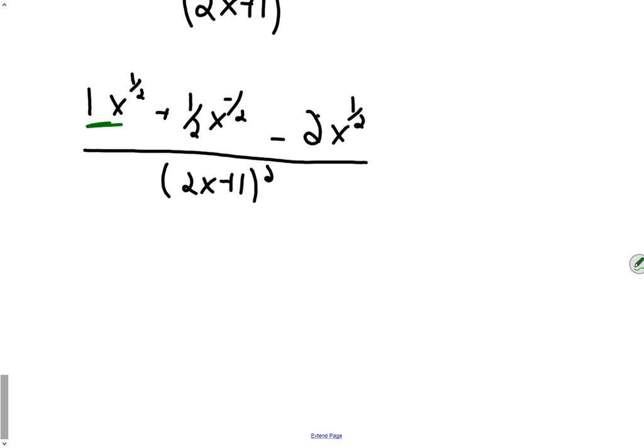So I can combine these terms here. I can think it in my head. 1 take away 2 is negative 1. So I'm going to go 1 half x to the negative a half. Is it too much? Yes. I can go back to the black. Half black, half white. What would be negative 1?